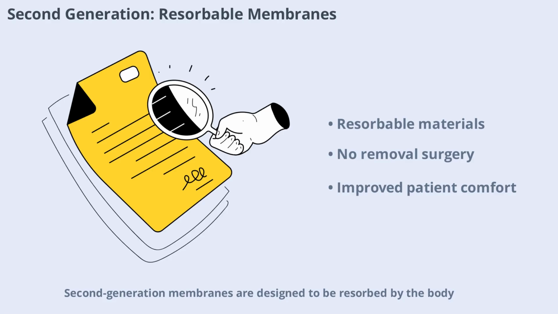Second-generation membranes are designed to be resorbed by the body, eliminating the need for a second surgery. These include collagen-based membranes like Biomed, Periogen, Paroguide, Tissue Guide, Biostite, Bioguide, and Biobar.